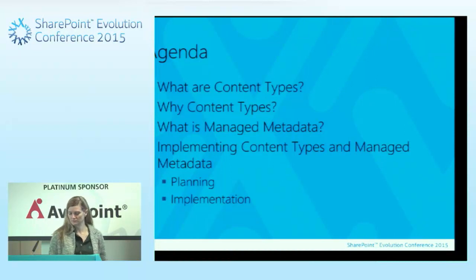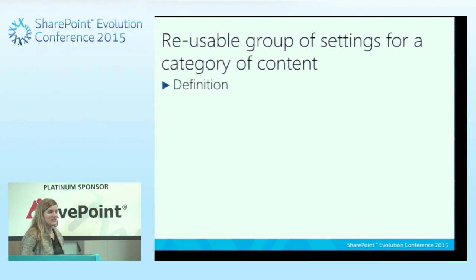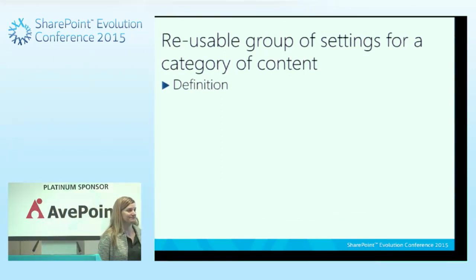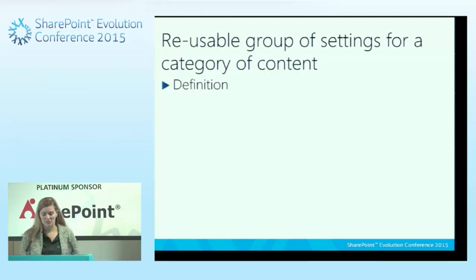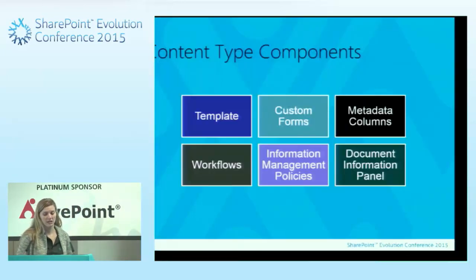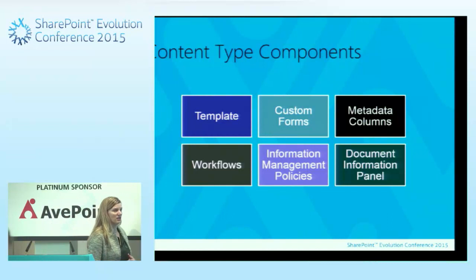Okay. So really quickly, what are content types? This is what the definition says. A reusable group of settings for a category of content. Clear as mud, right? We can really tell what we're supposed to do with content types from that definition. But really what content types are is there's some components to it. So it can have one or multiple of these. It may have a template. So we can create forms and templates and tell people the way that we want stuff to look, right?